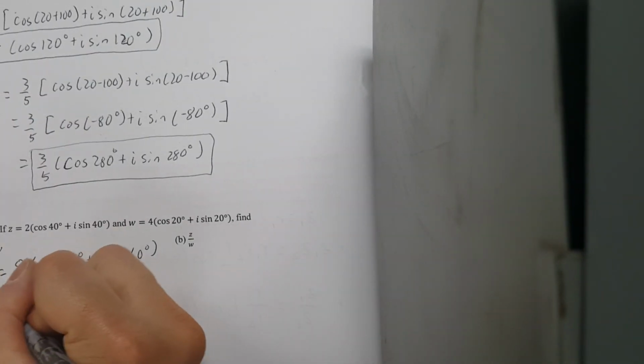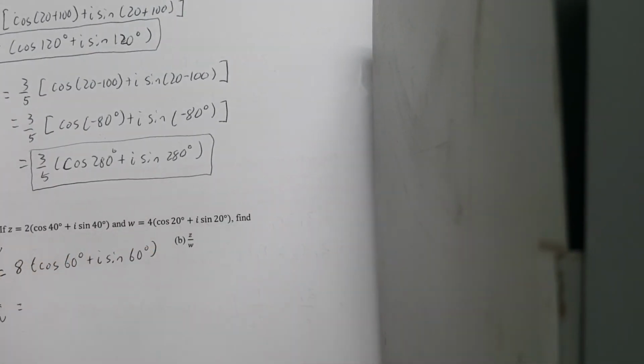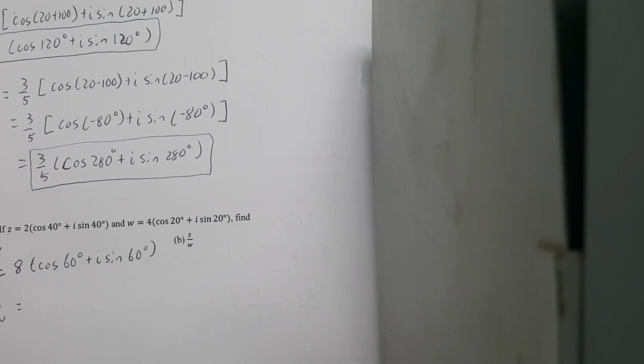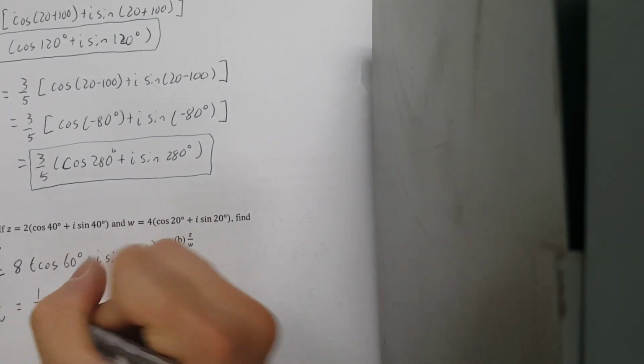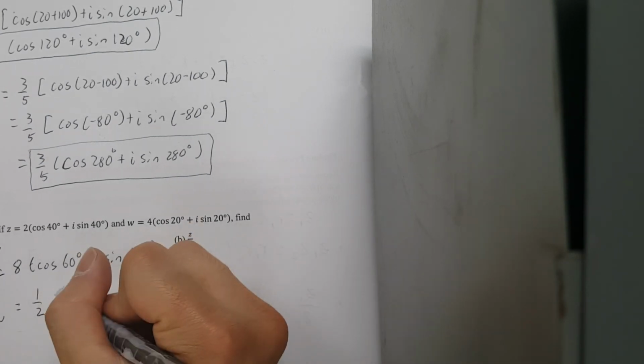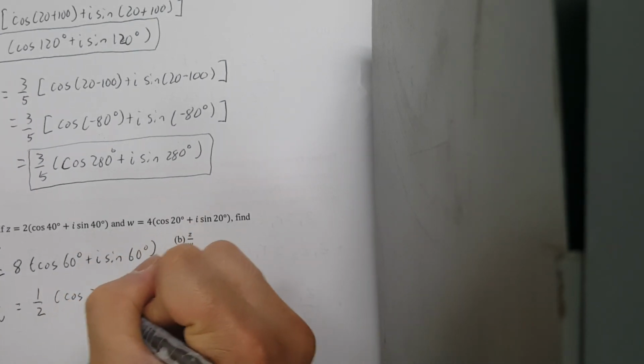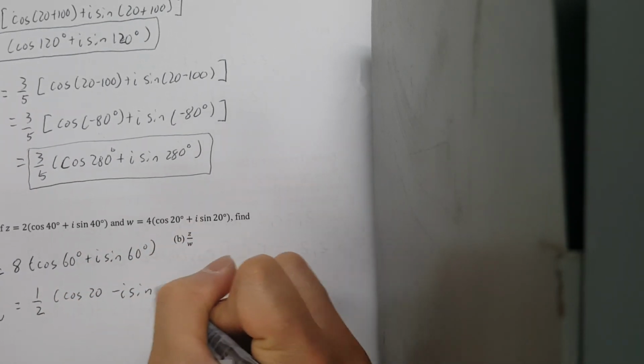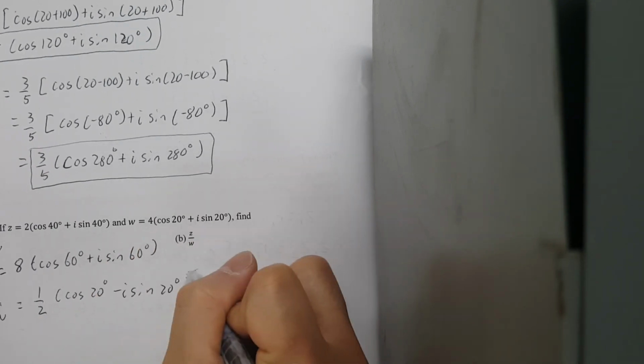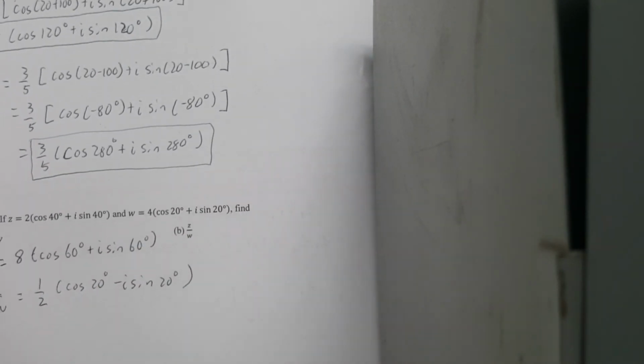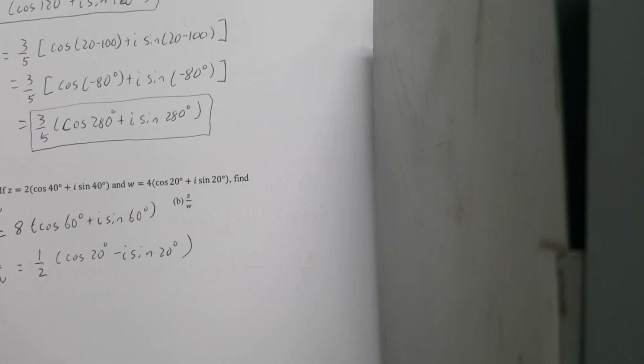And if I do the division, z over w is equal to, I think it ends up being 1/2 cosine 20 minus I sine 20. So those should be your answers for your DIY. Now that's the end of the lesson. So work on the problems that are assigned to you and turn it in. I'm going to be checking it tomorrow.